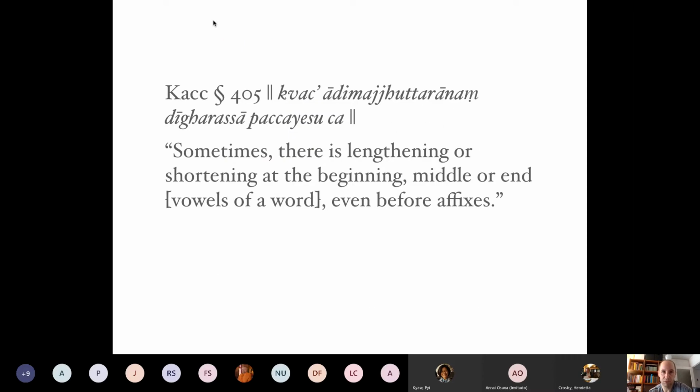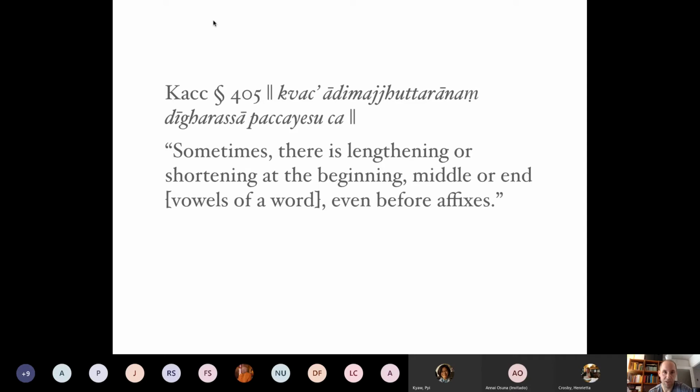Another mega rule is 405. Kvachadi majjuttaranam digarasa pachaye sucham. So sometimes there is lengthening or shortening at the beginning, middle, or end vowels of a word, even before affixes. The important point the rule is making is that sometimes a vowel can become long, sometimes a vowel can become short if it was long, and that can happen anywhere, the beginning or the end, or even in the middle of a word.